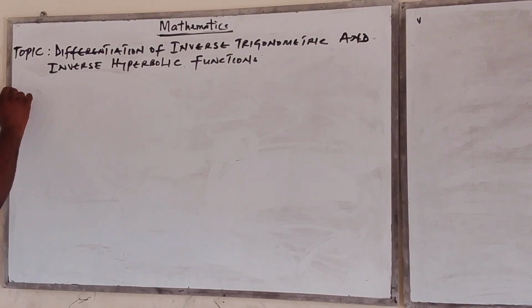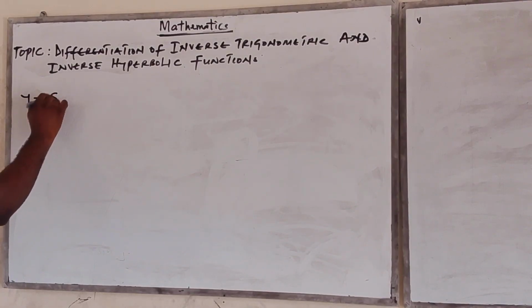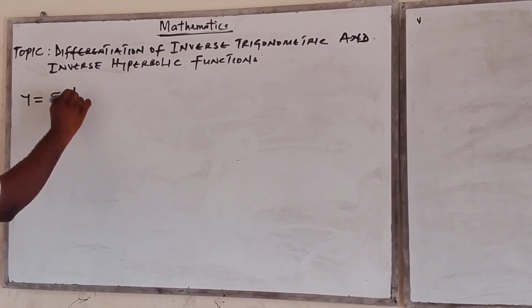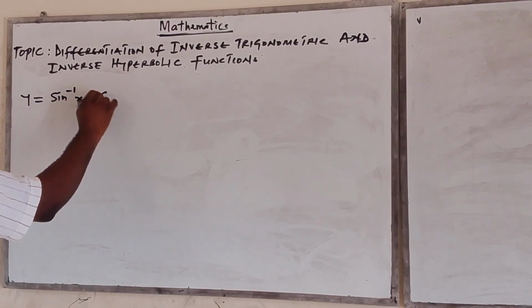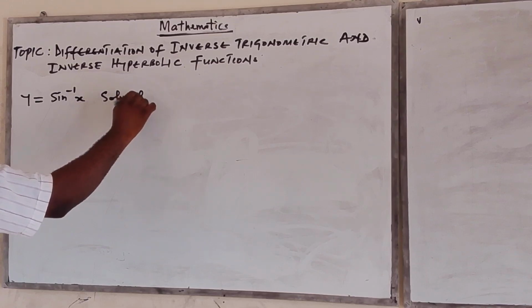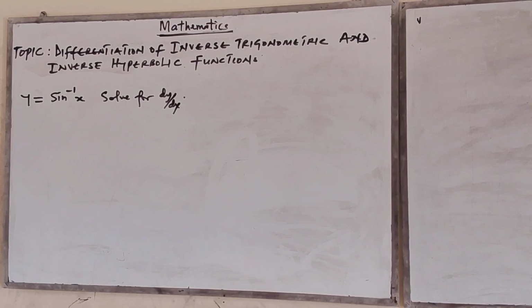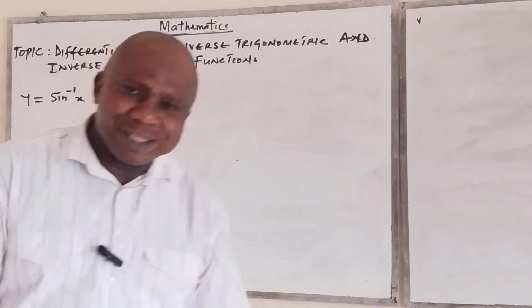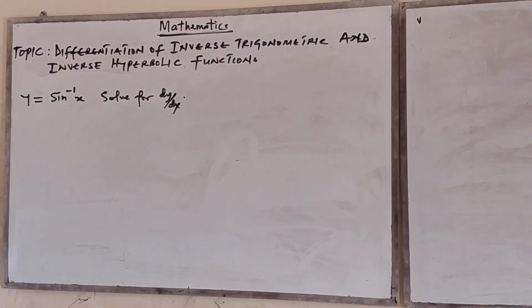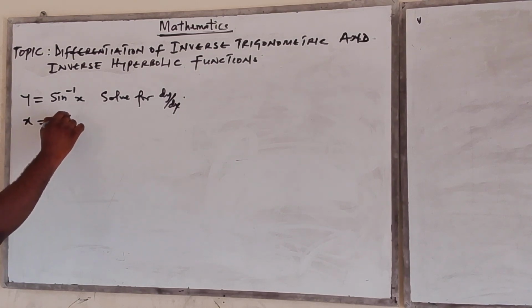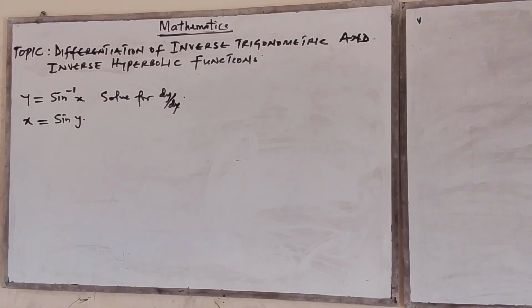Now, if y is equal to sine inverse of x, and we're asked to solve for dy/dx. If y is equal to sine inverse of x, it therefore means that our x will be equal to sine y.